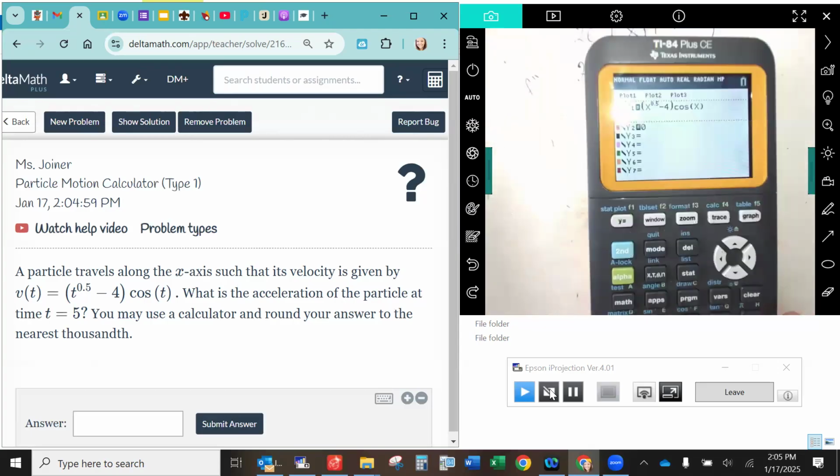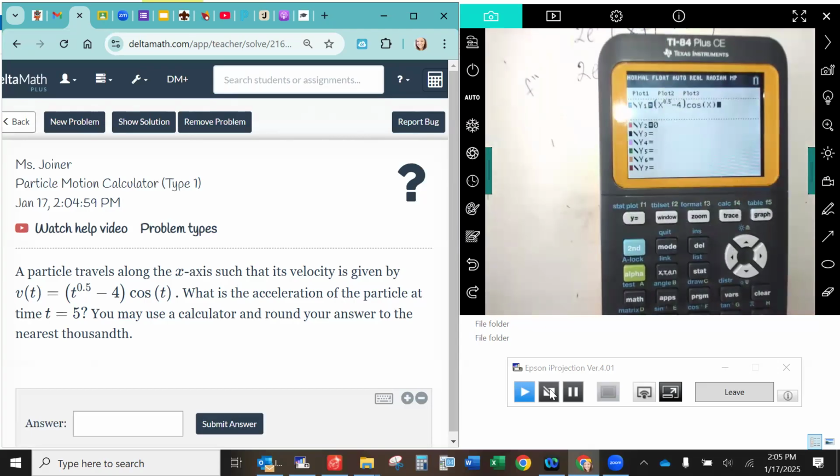Okay. All right, from here, you should have the equation typed in. What type of equation did you put in your calculator? Velocity. What do you want to find? Acceleration. Is it average or at an instant? Instant. At an instant. What instant? 5. Then you're going to take the derivative at 5.